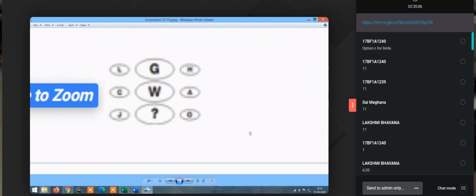We'll move to the third column. Third column, first row is H. Third column, second row is A. And third column, third row is O.